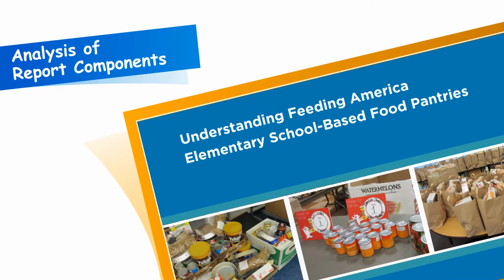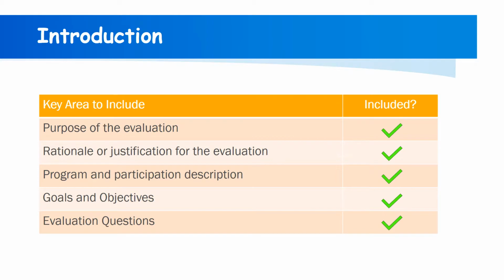Now that we have analyzed the report structure as a whole, let's dive into each section to determine if the appropriate types of information are included. The introduction section includes all key points and does a good job of concisely describing the problem, background on Feeding America and on the school pantry program. Goals and objectives are discussed, and a clear table of evaluation questions is included, with questions grouped into 4 categories.